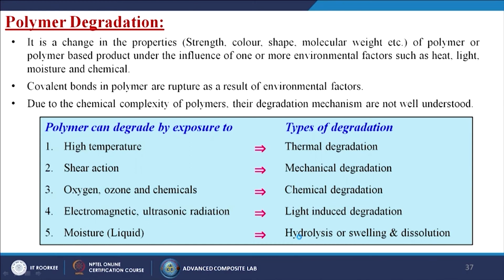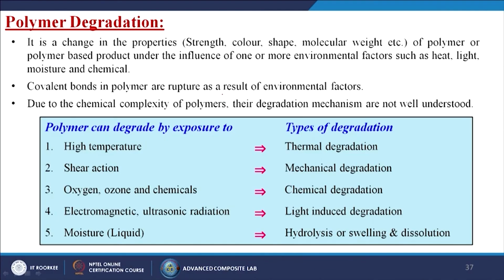Now, we are going to discuss polymer degradation. It is a change in properties like strength, color, shape, molecular weight, etc. of a polymer or polymer-based product under the influence of one or more environmental factors such as heat, light, moisture or chemicals. Say suppose we keep a polymer for a longer time in the environment, or it is buried in the soil or dipped in water. So, we can see the degradation of that particular polymer. Covalent bonds in polymers are ruptured as a result of the environmental factors. Due to the chemical complexity of polymers, their degradation mechanisms are not well understood; research is still going on.